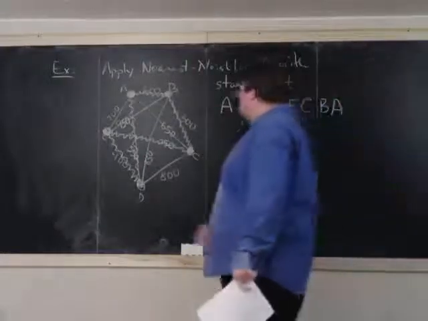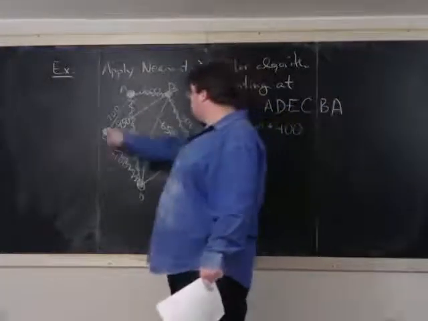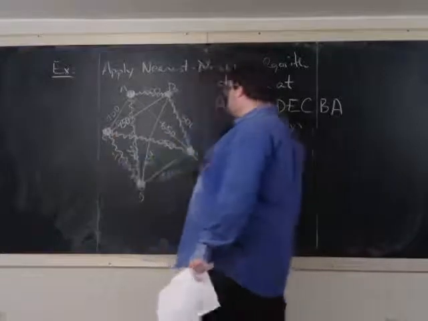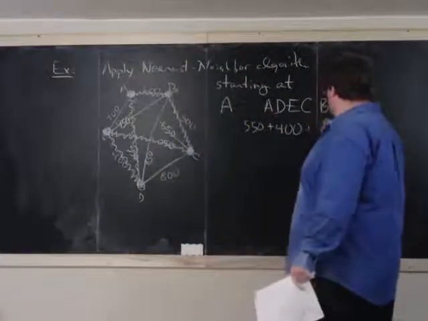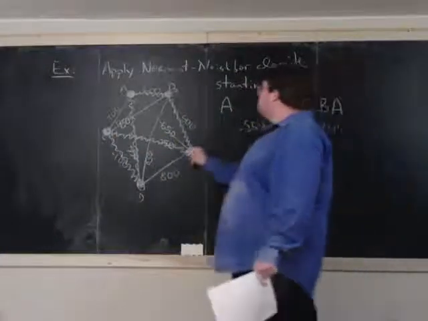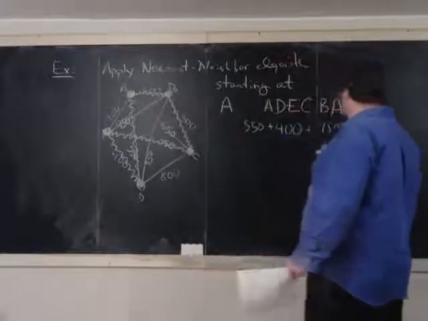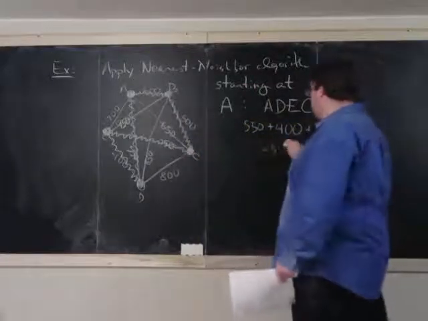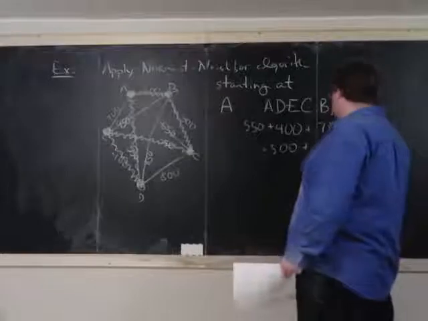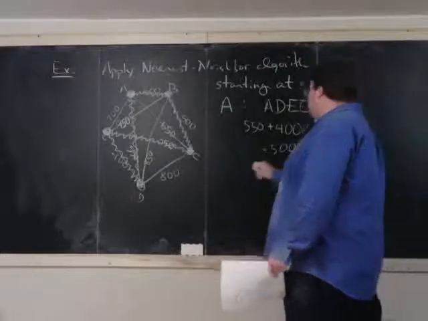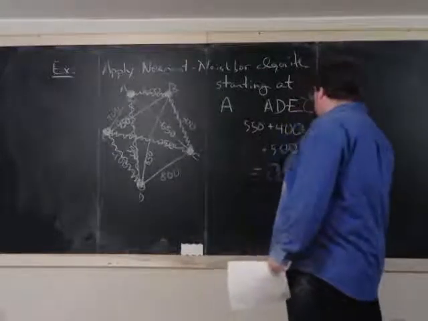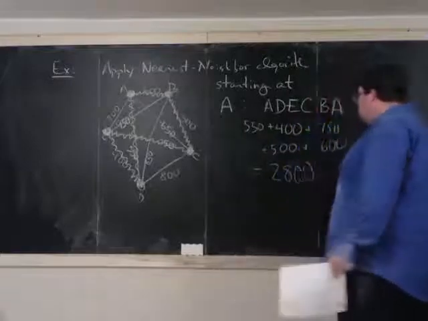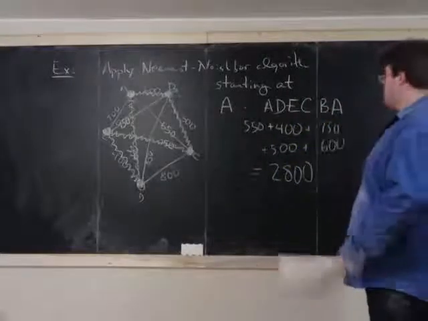So A to D 550, D to E 400, E to C 750, C to B is 500, and B to A is 600. And these numbers all add up to 2,800, which I did not just do in my head, because I have it right on this page.